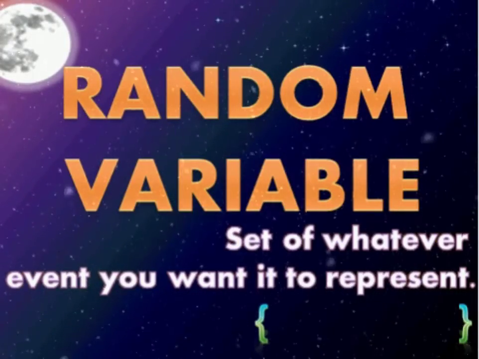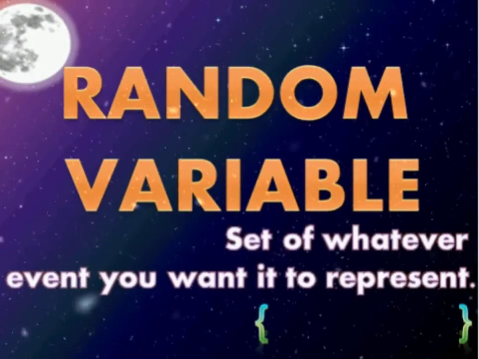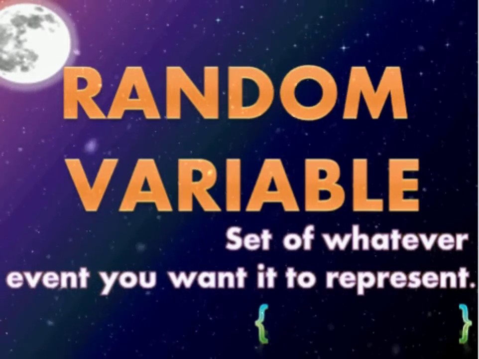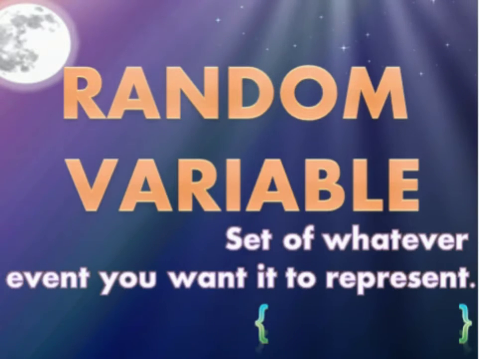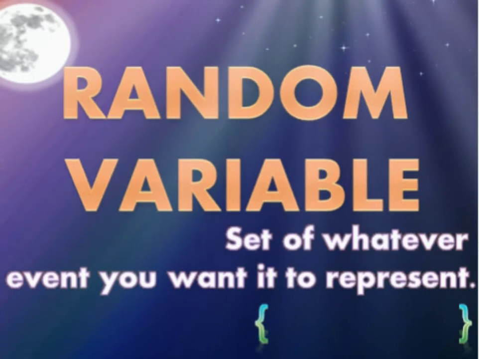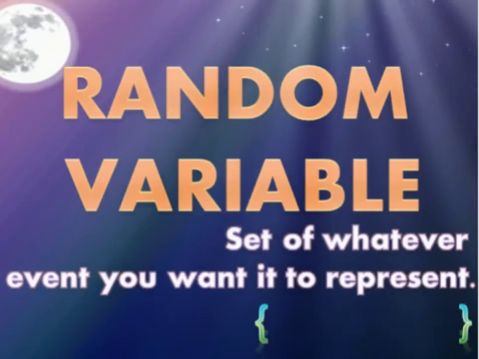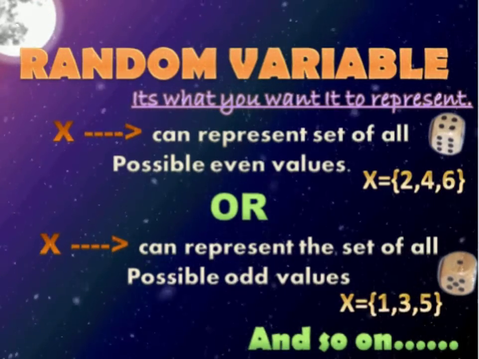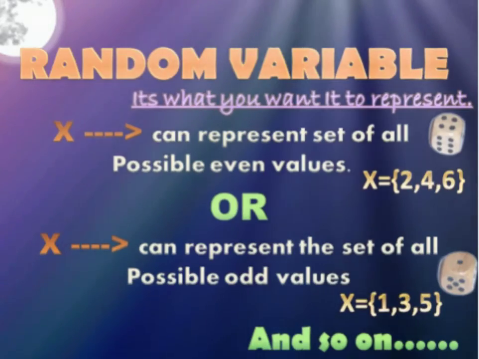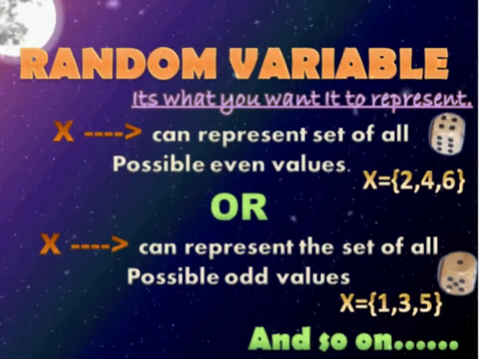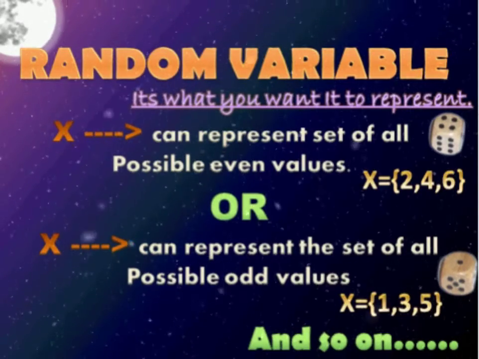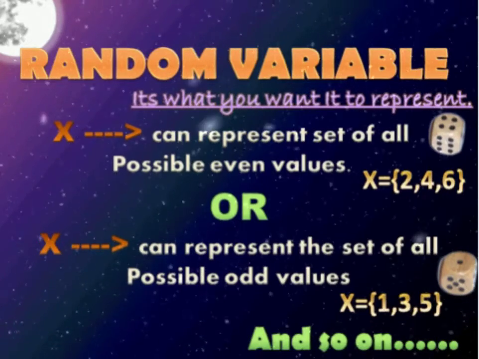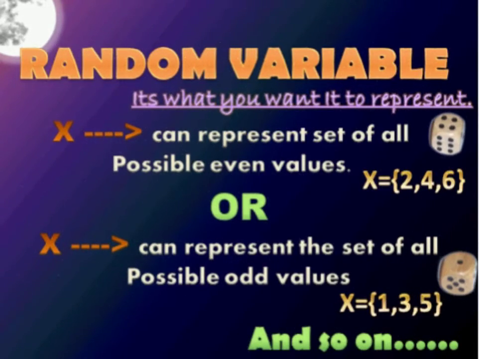A random variable is a set of whatever you want it to represent. Once again, a random variable is nothing but a set of whatever you want it to represent. A random variable can represent, for example, the alphabet X can represent all the possible even values when you throw a dice, or it can represent all the odd values.